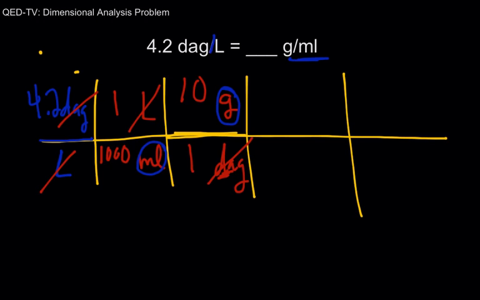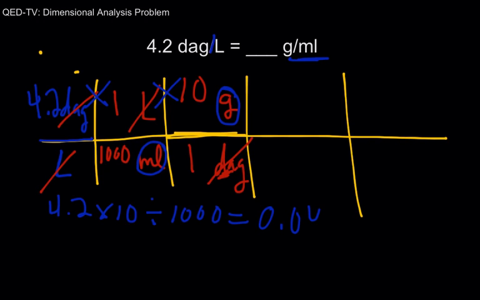So all I have to do is my math. I can multiply the top numbers and divide by the bottom numbers. So I'm going to take 4.2 times 10 and then divide by 1,000. And that will give me 0.042 grams per milliliter. That's what my calculator gives me.